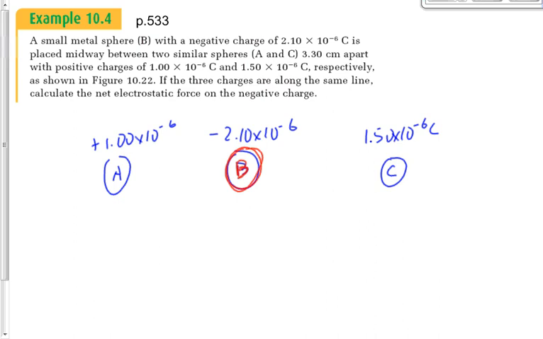Let's pretend C's not there for a second. A and B are the only ones there. Do they attract or repel, A and B?